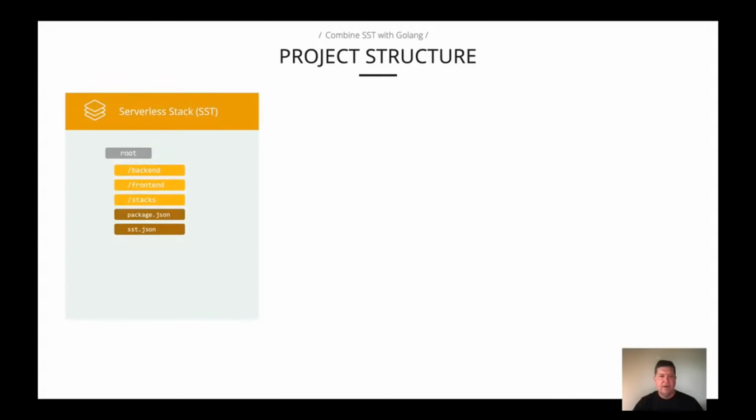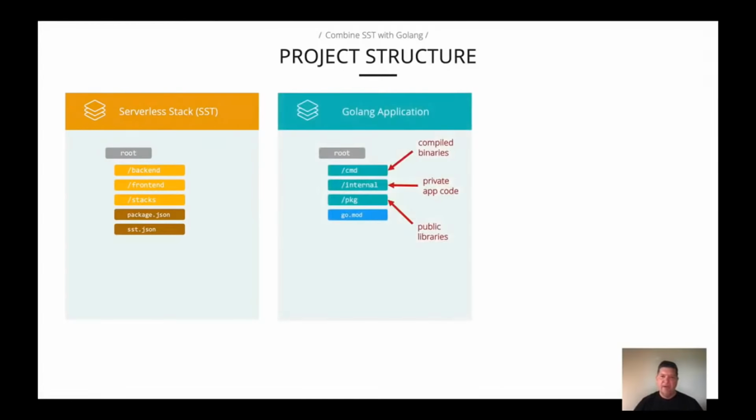Project structure is pretty important when you're attacking a project like this. We need to combine SST with Golang. How do you do that? A typical serverless stack project looks something like this. Often people are using a source directory instead of this backend one, but this is a common pattern coming out. A typical Golang application looks like this, right?